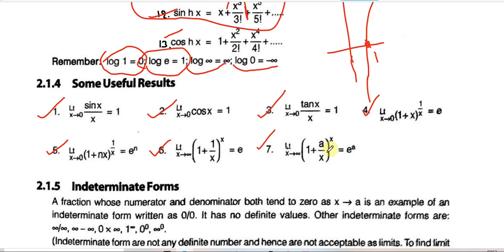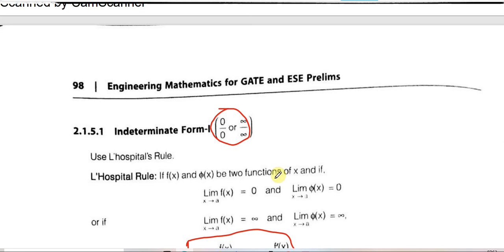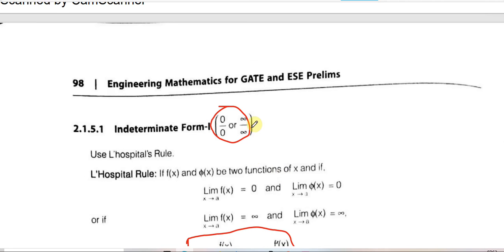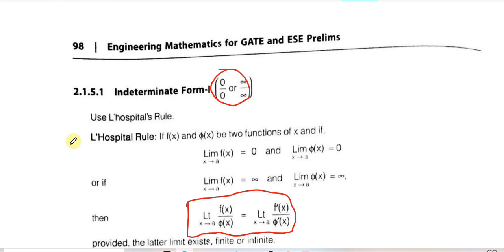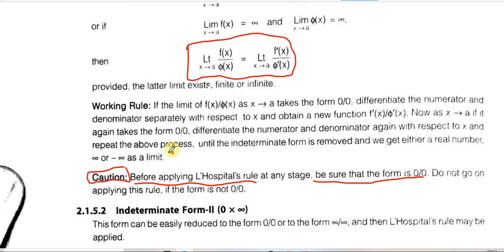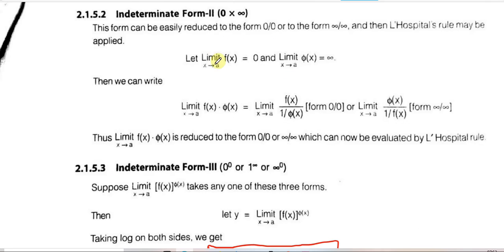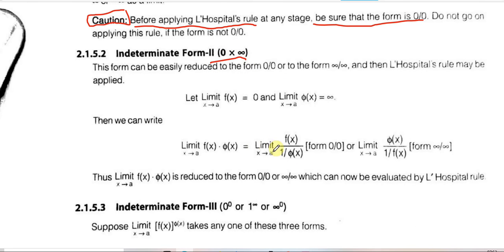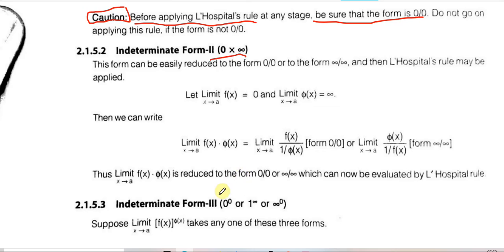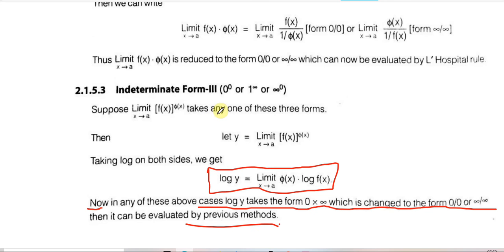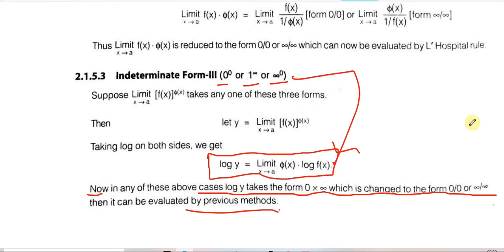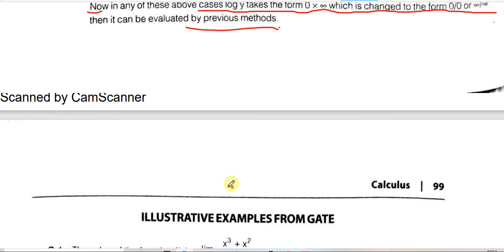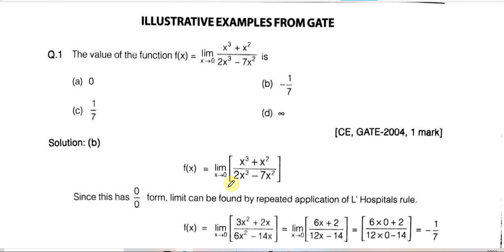We already know the indeterminate forms. If the 0 by 0 form is there, then we simply apply L'Hopital's rule. If the 0 into infinity form is there, then we simply divide by one term. We have seen these all. If 0 power 0, 1 power infinity or infinity power 0 forms are there, we take the log, and it converts into 0 by 0 or infinity by infinity form. So let's solve today's problems.